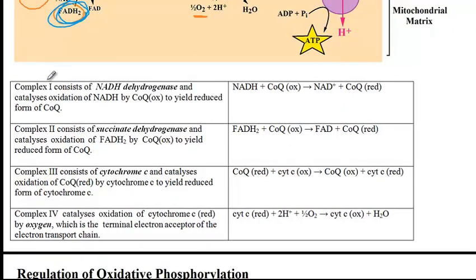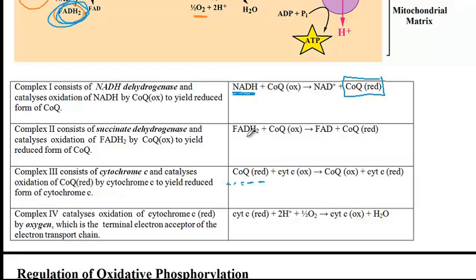So complex 1 is made of NADH dehydrogenase, which catalyzes oxidation of NADH by coenzyme Q. So here NADH was a reducing agent. It's undergoing oxidation by coenzyme Q, and so now we have a reduced form of coenzyme Q. And this coenzyme Q later on via complex 3 will help to generate the reduced form of cytochrome C.